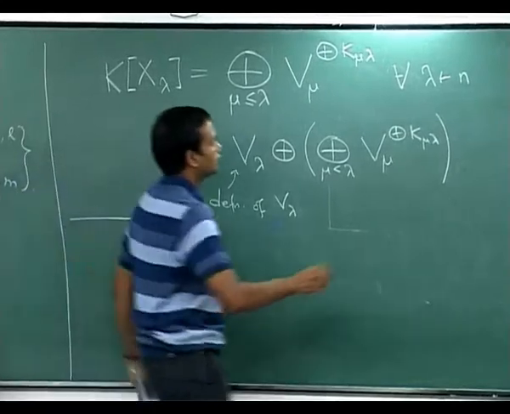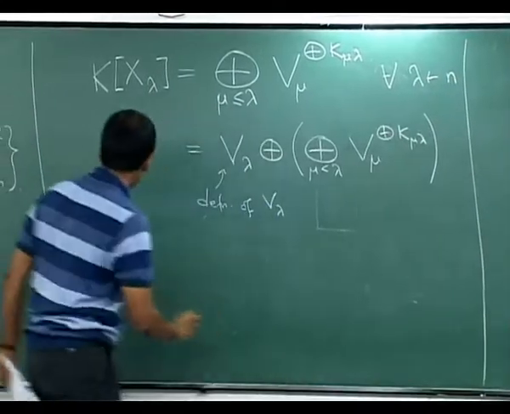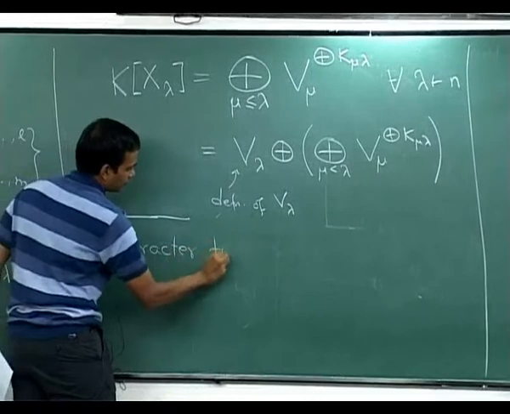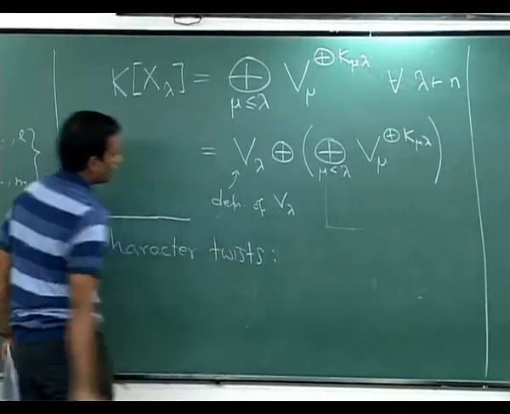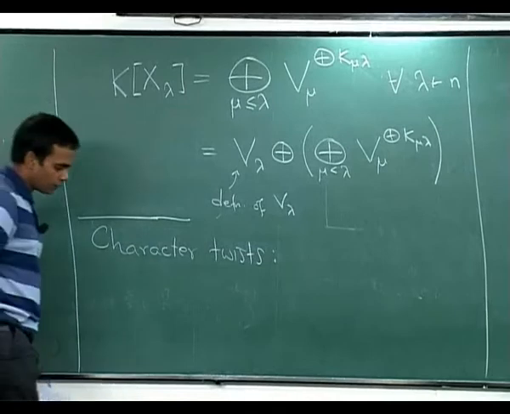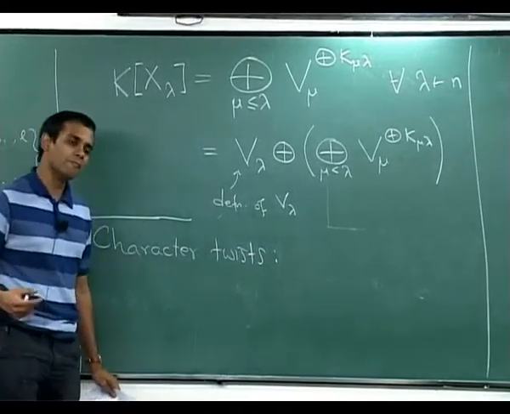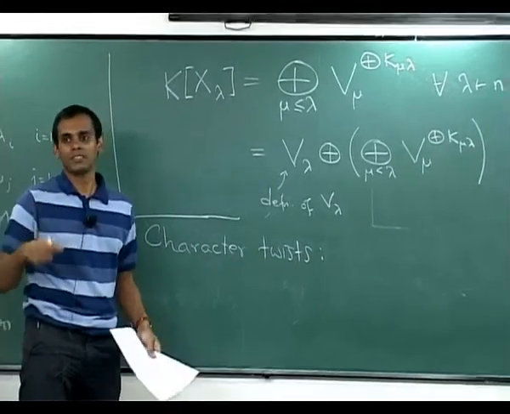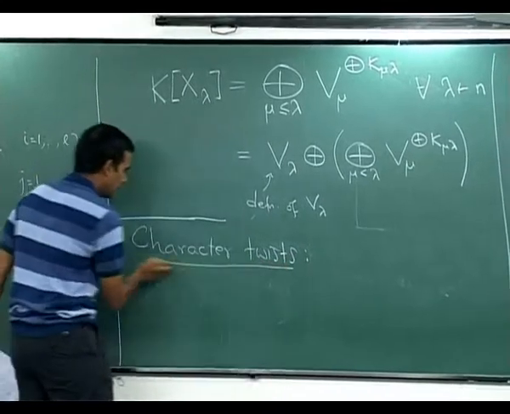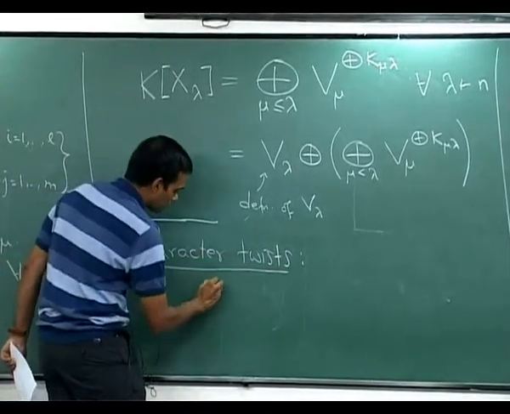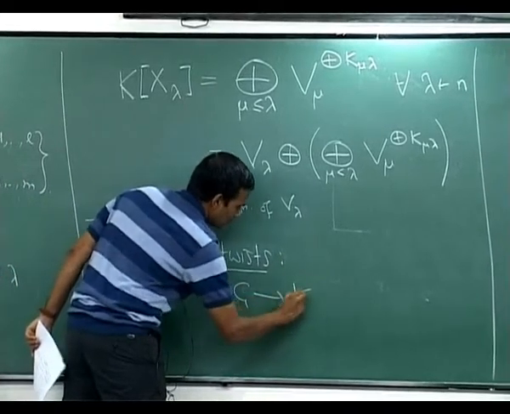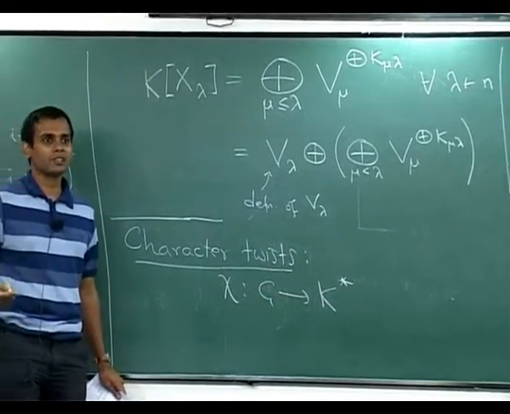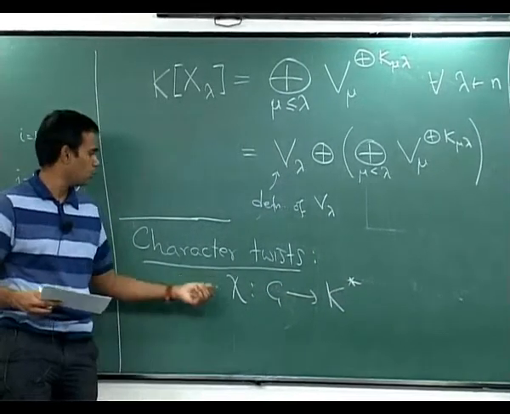Now, today we look at character twists. When you have a finite group, its representations come in families, where all members of this family have the same dimension. They are twists of each other in the following sense. A character is just a homomorphism from G to K star. Here there is some ambiguity in terminology. I said a character is the trace of a representation. Now, I am saying character is a homomorphism from G to K star.